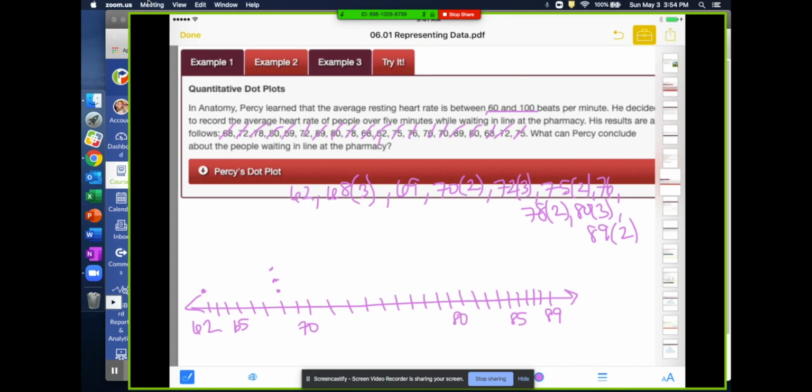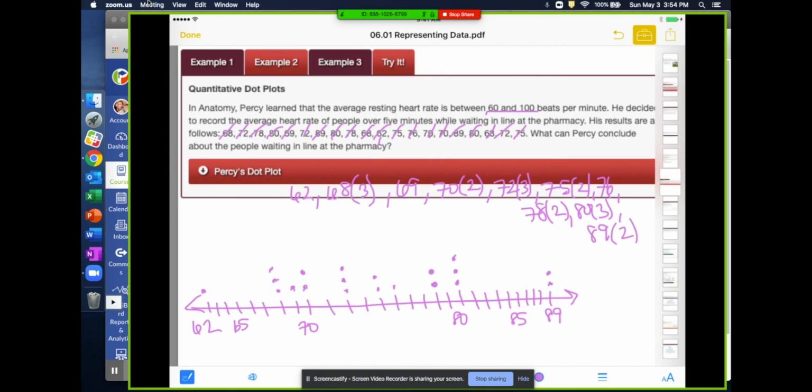So on 62 I have 1, on 68 I have 3, on 69 I have 1, on 70 I have 2, and hopefully you get the point. I'm going to keep going. So on 72 I have 3, on 75 I have 2, on 76 I have 1, on 78 I have 2, on 80 I have 3, and then on 89 I have 2. Now, Percy is asking what can he conclude about the people waiting in line?